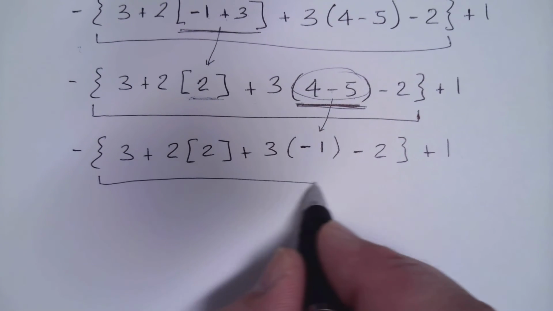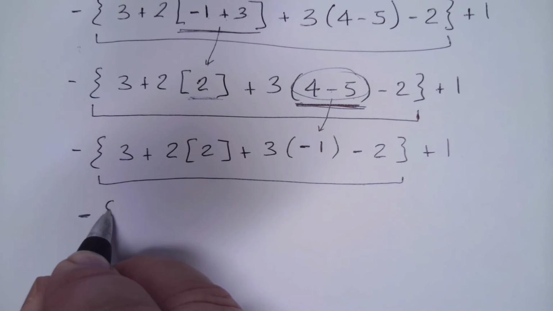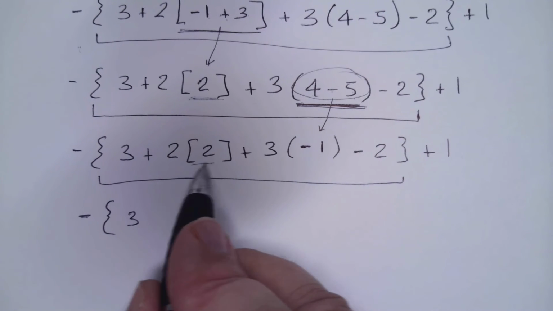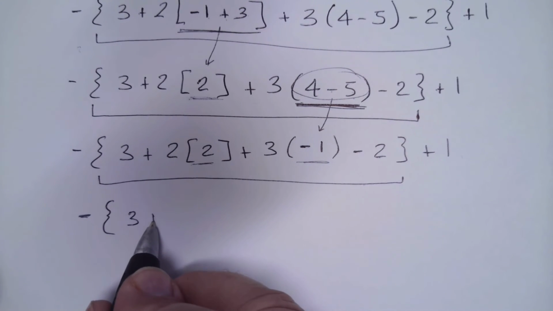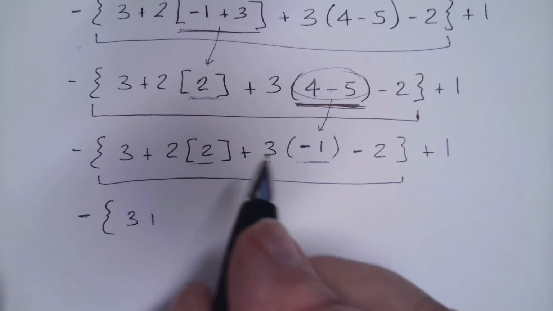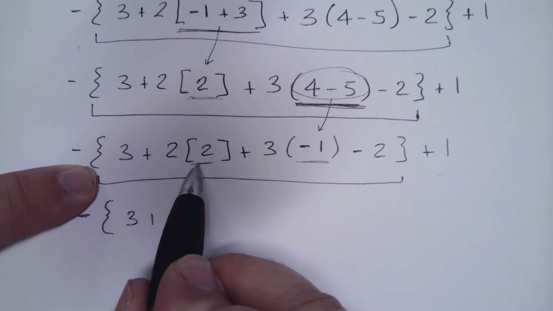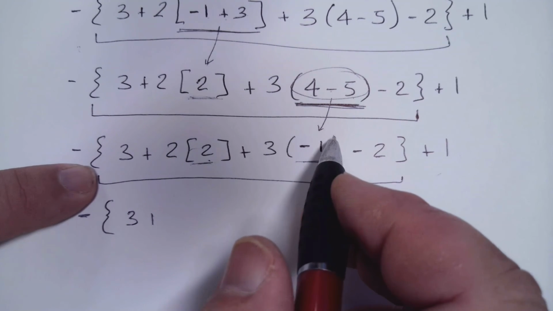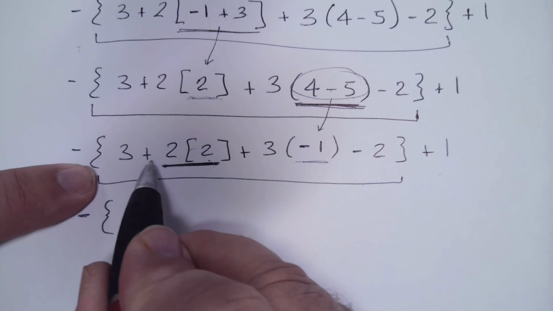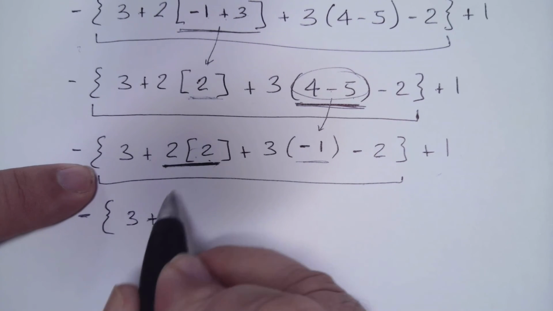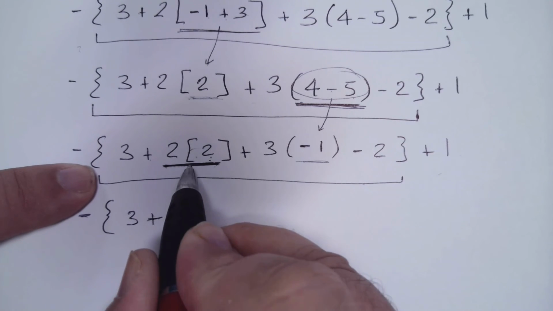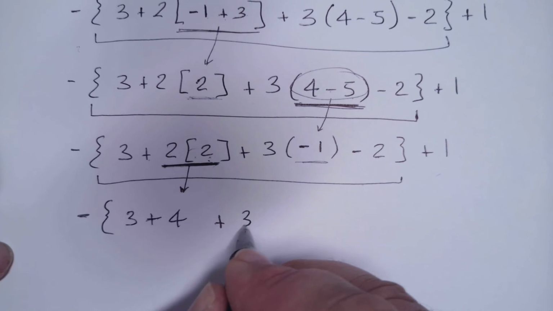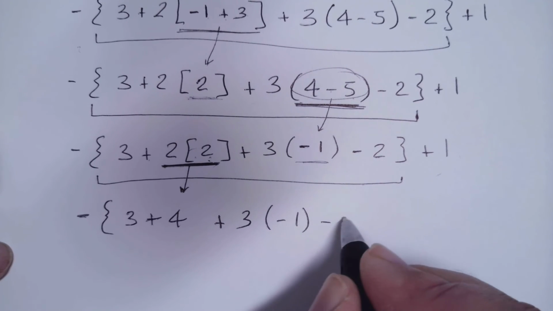Read left to right. Do inside there. I can't do anything inside these guys, so what do I do next? No, I have to do inside there. So I can't do the brackets. I can't do any more special operations inside there. What do I do next? Multiplication, division. So I multiply these two. Positive times positive is positive. 2 times 2 is 4. And write everything else down.